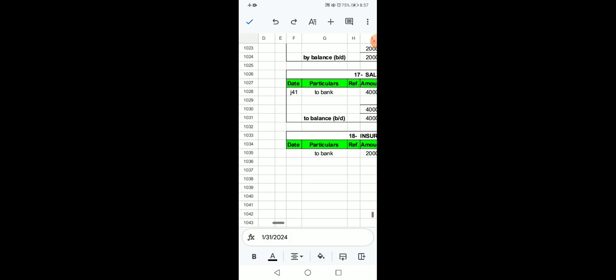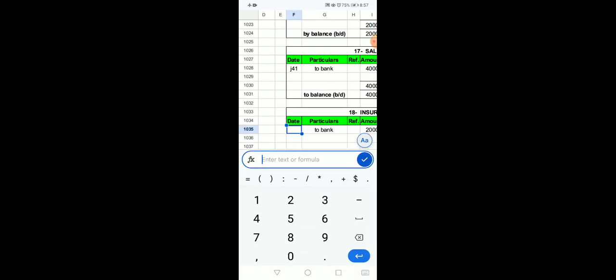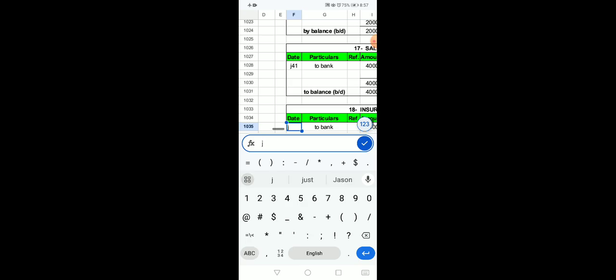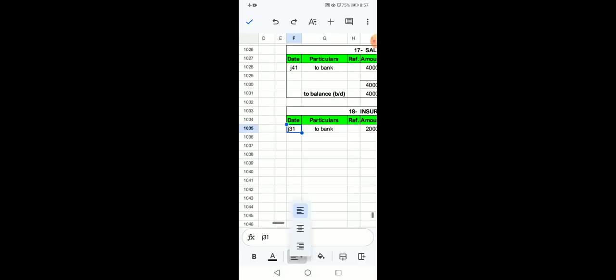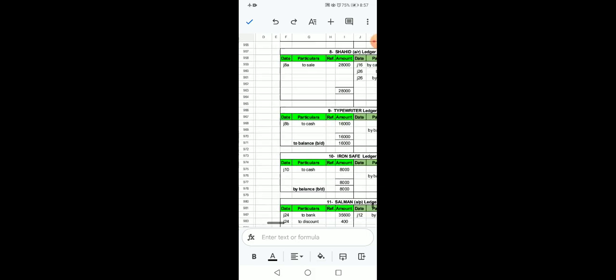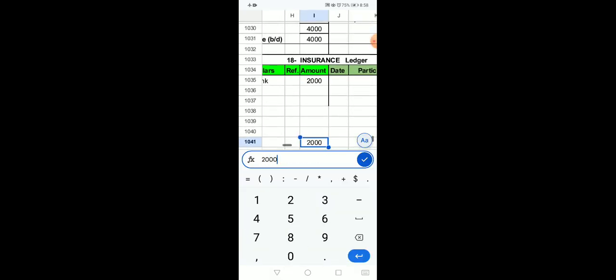The same procedure you did for the first ledger, you are doing for the last ledger. January 31 is the date, and since it was the last entry for insurance and nothing is present after it, you have posted 2000. That means posting is completed for 2000. Mark it as done, and since no entry is present next, posting for insurance is completed. It's time to calculate the balance, for which you will take the sum of both sides. Sum of debit side is 2000, sum of credit side is 0, as nothing is mentioned over here. Okay, totals we have calculated.